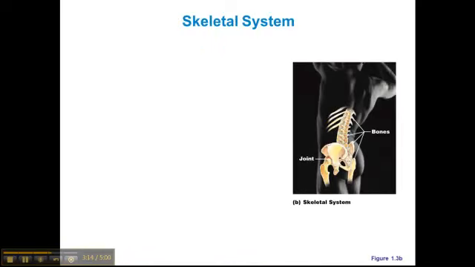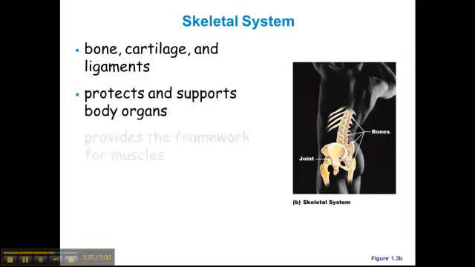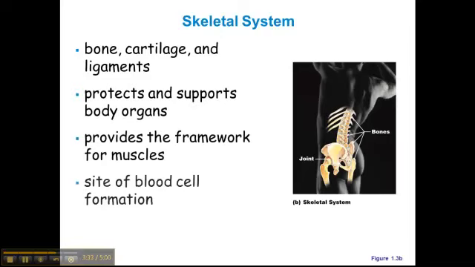The next system is the skeletal system. We will cover the skeletal system in several chapters, including chapters 6, 7, and 8. The skeletal system consists of the bones, cartilage, and ligaments. It helps protect and support the body organs. It provides a framework for the muscles. It also is the site of red blood cell formation, which we will discuss in further detail later on. We also will see that the bones store minerals. We all know that we need calcium to have strong bones. The reason for this is the bones act as a storage site.